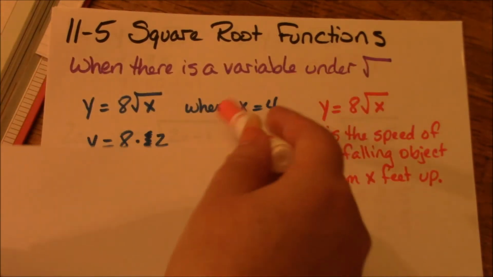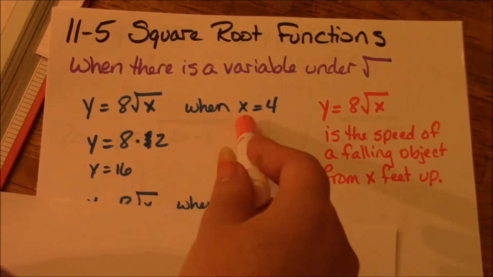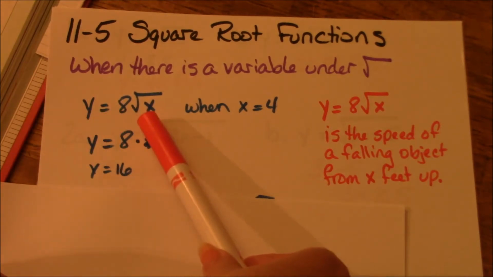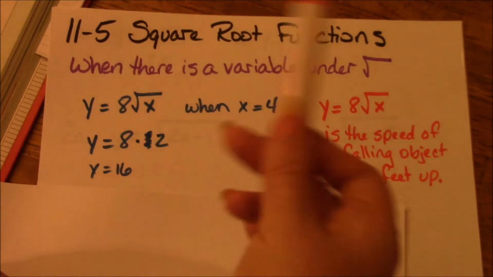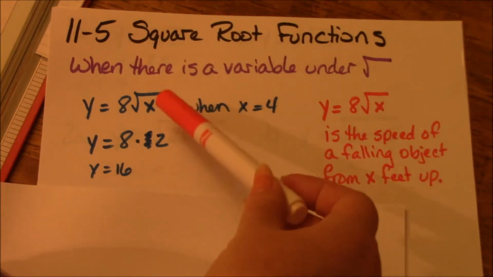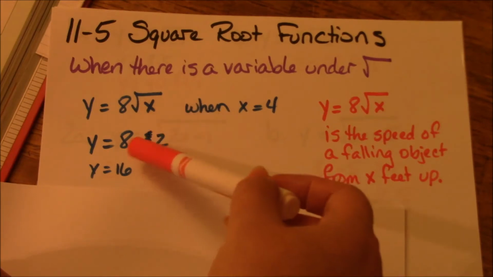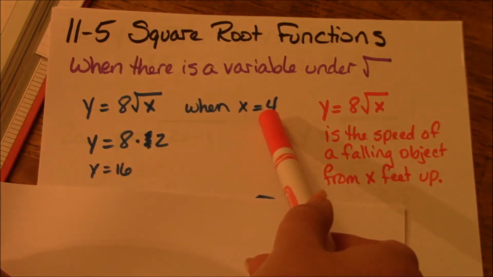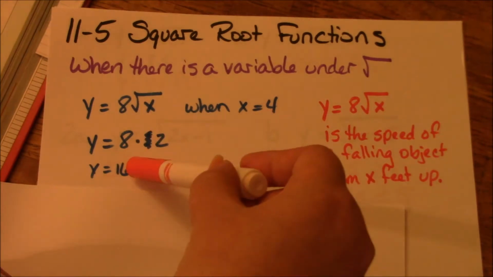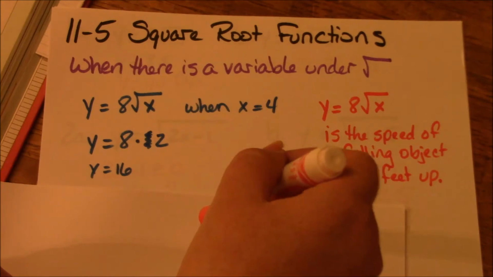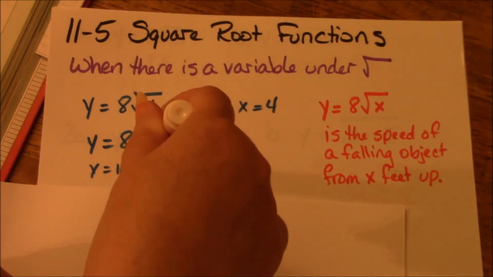So when x equals 4, we're going to say y equals 8 times the square root of 4. And it's supposed to be plus or minus, but negative speed doesn't make any sense. So we're just going to stick with the positive numbers, and that's 2. So when we drop something from 4 feet up, the speed is going to be 16 feet per second by the time it hits the ground.